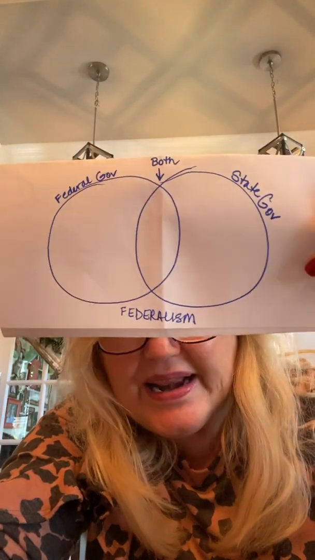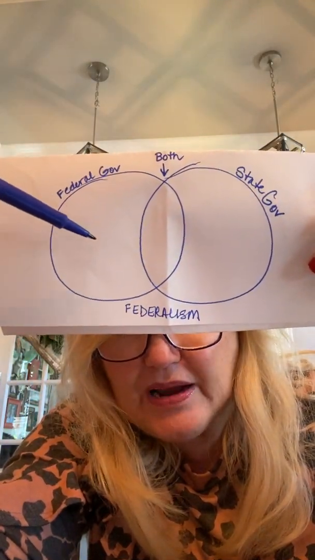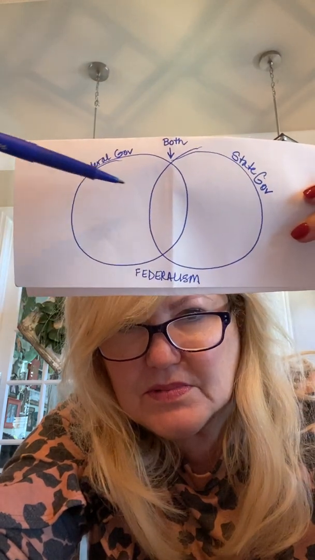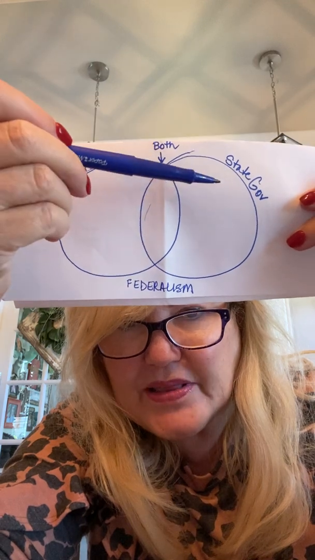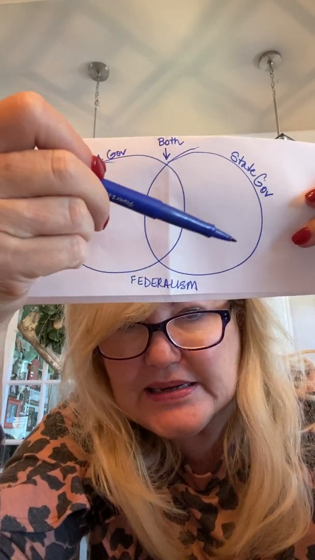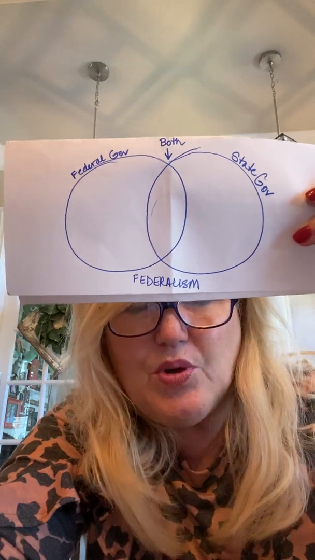Okay, I want you to see this Venn diagram. I love Venn diagrams because I used to be a math teacher before history. I'm writing some things on here. This is an example of the word federalism. Whatever the federal government does is here. What they both do is in the middle, and then what states can do is here. So this is an example of federalism.